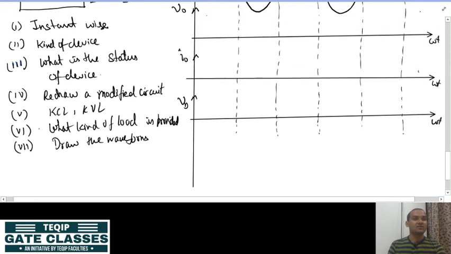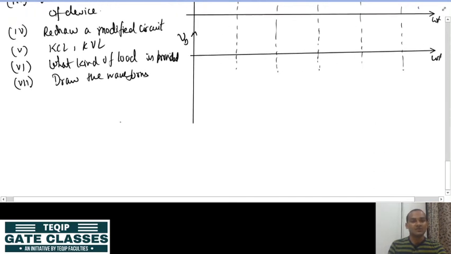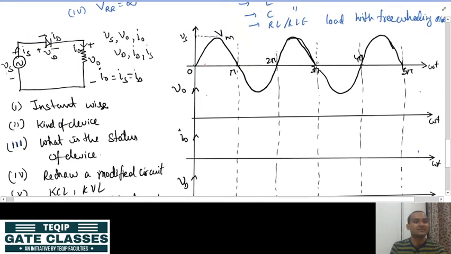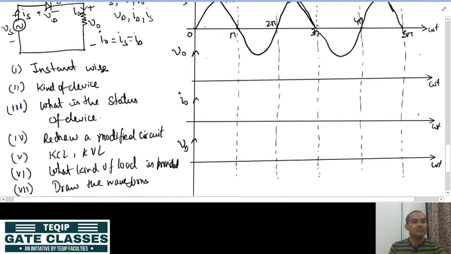First of all, we have to take it instant-wise. So, the first instant is that we are taking the device from 0 to pi. This is my first instant. Then the second step says that you have to see what kind of device is there. Here the device is a diode, which means if it gets forward biased, it will immediately turn on, and if it gets reverse biased, it will immediately turn off. Alright.